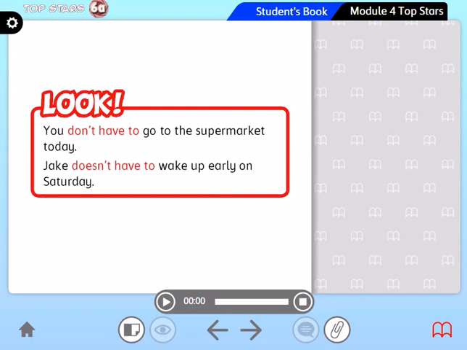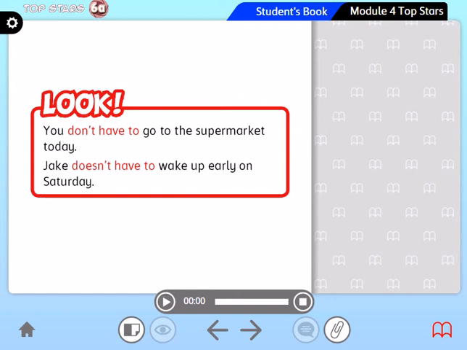Now I want you to look at the lookbooks. Open your student book page 45 and let's go to lookbooks. Let's read. You don't have to go to the supermarket today. Jack doesn't have to wake up early on Saturday. I want you to look at the words written in red. Don't have to. This is the negative form of have to.